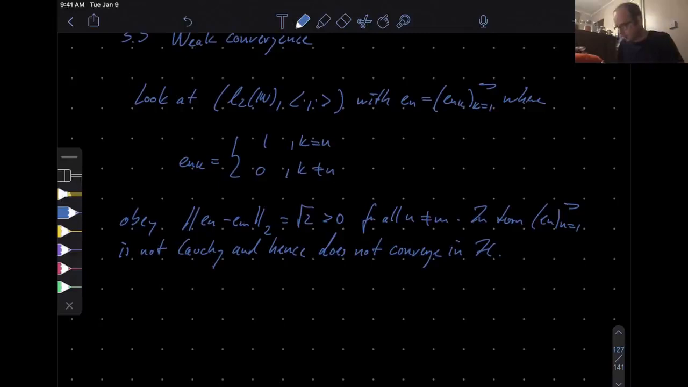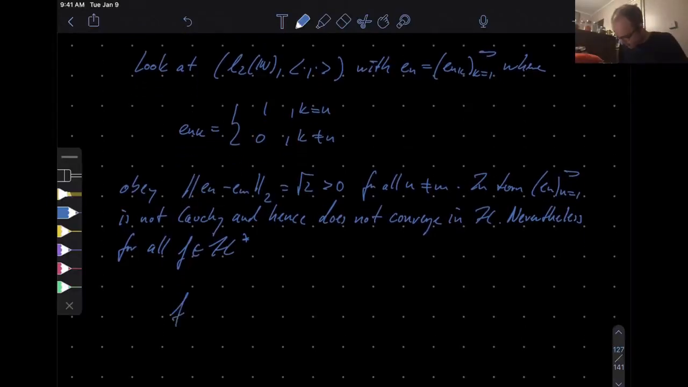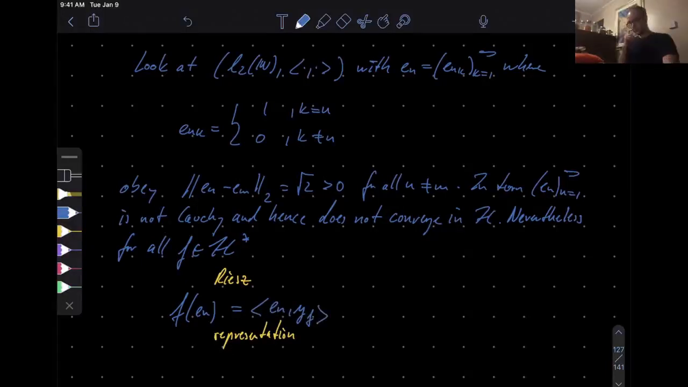However, nevertheless, for all linear functionals on the Hilbert space, well, first off, Riesz representation tells me that these linear functionals have a particular structure. They're all inner products with a unique element y that depends on f in the second entry. And now I claim when n goes to infinity, this will go to 0.